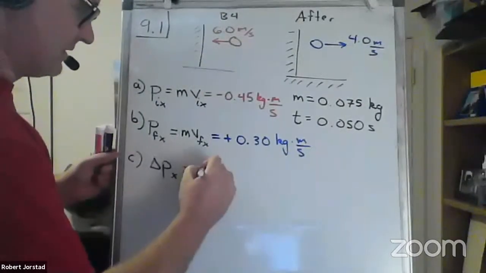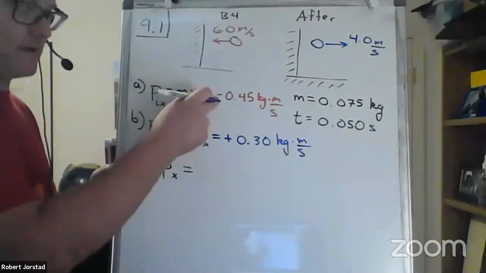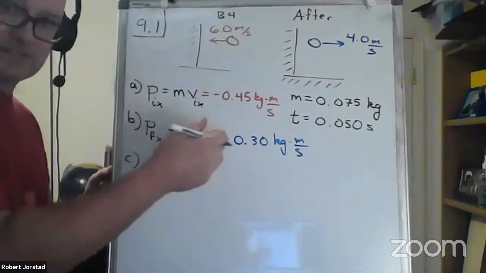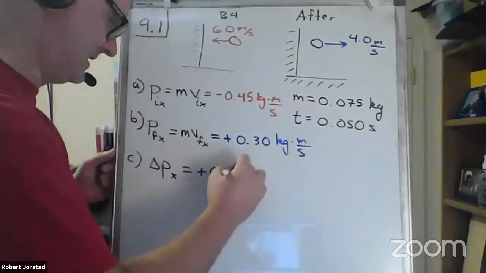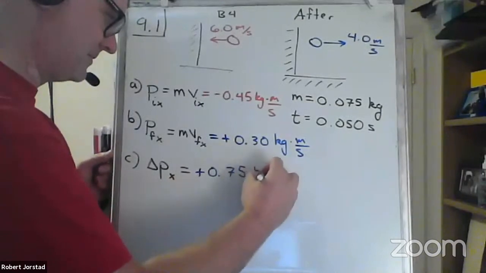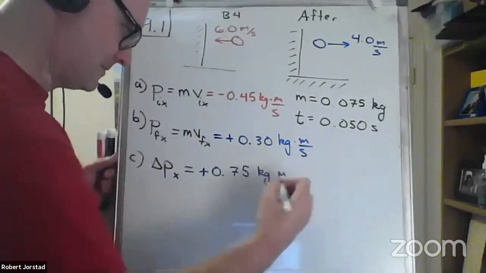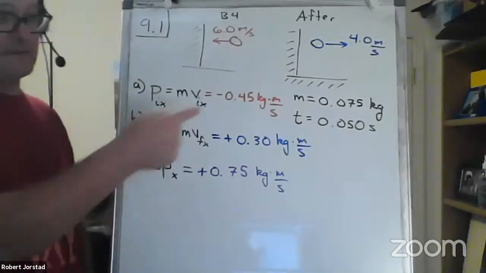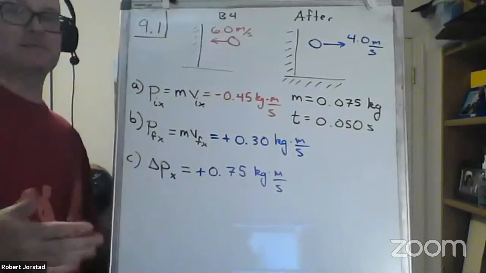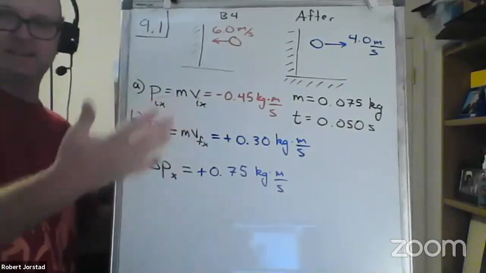0.75. Yes, it's not 15. Got it? And is it positive or negative? Positive, because I went from a negative to a positive, so I must have changed in a positive way. Something I generally try to avoid since I'm such a negative person. Ha, ha, ha. All right, so the change in momentum is 0.75. Yeah, it's not 15. So that's what I wanted to stress in this. I hope this makes sense.